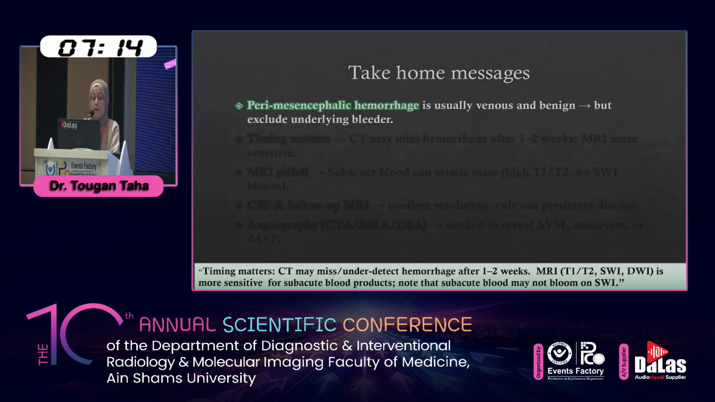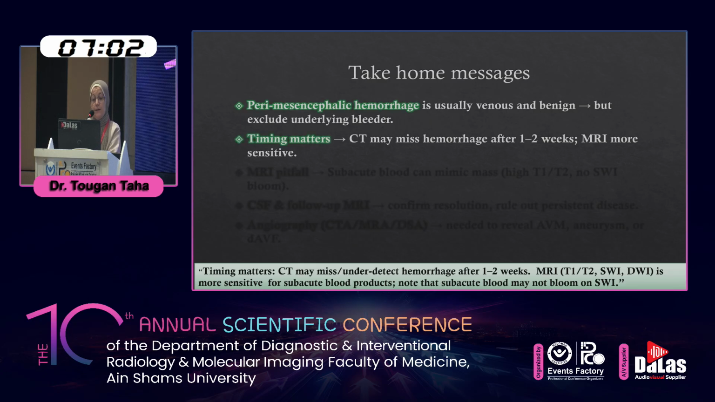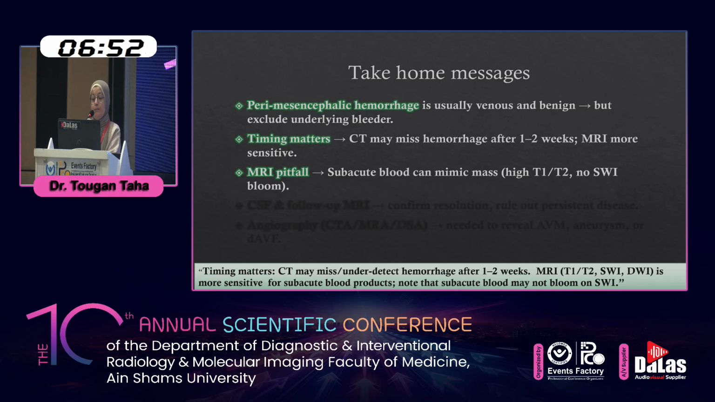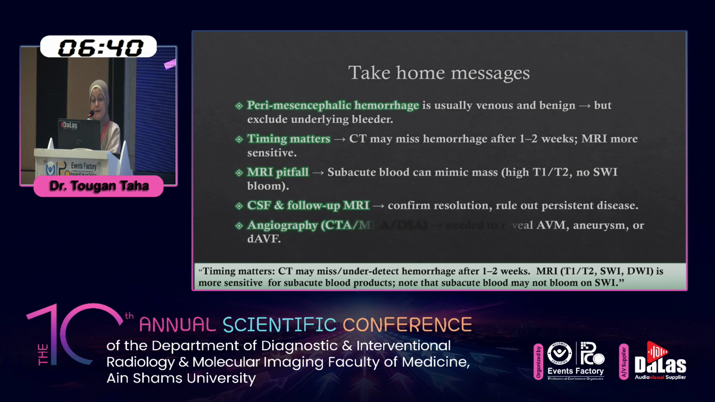So the take-home message of this case was: perimesencephalic hemorrhage is usually venous and benign, but exclude an underlying bleeder. Timing matters. CT may miss hemorrhage after 1 to 2 weeks, and thus MRI is more sensitive. Subacute blood can mimic a mass as there is no blooming on SWI. CSF and the follow-up MRI confirm resolution and rule out persistent disease. Angiographic study is essential as it is needed to reveal an underlying AVM, aneurysm or dural AV fistula.